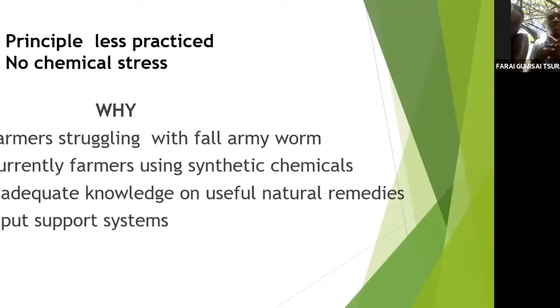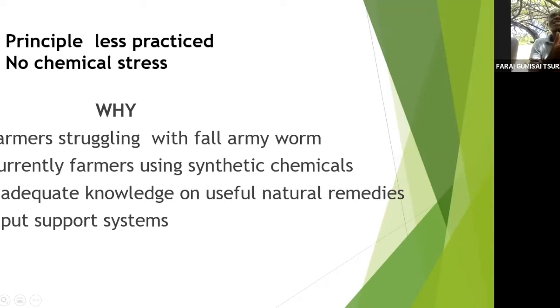And then inadequate knowledge on useful natural remedies. We know that natural remedies can also help in fighting even the fall armyworm, but at the current situation, we have inadequate knowledge on how we can get rid of the fall armyworm. And we also have the issue of input support systems. As we know, we have the presidential scheme as well, which is supporting use of synthetic fertilizers.